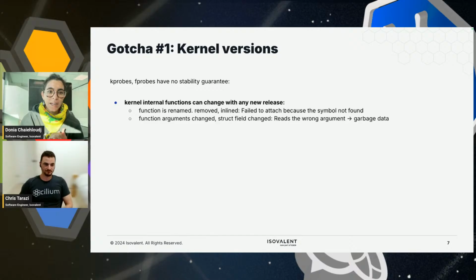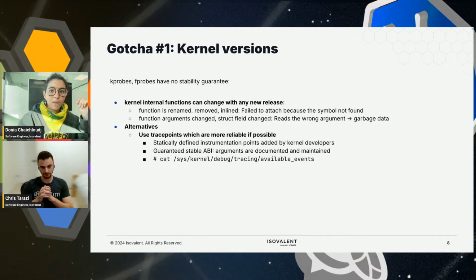So fprobes and kprobes have no stability guarantee. For example, if you have a new release, all the internal functions can change. When you're refactoring, a function can be renamed, removed, or inlined, and it will fail to attach because the symbol will not be found. But we'll talk about that later. We also have function arguments that can change, typically struct fields, like if you're moving them or adding new ones, and it's going to read the wrong arguments and then garbage data.